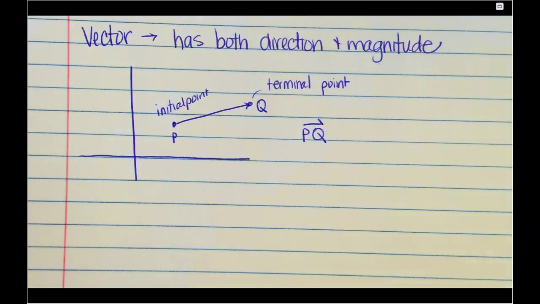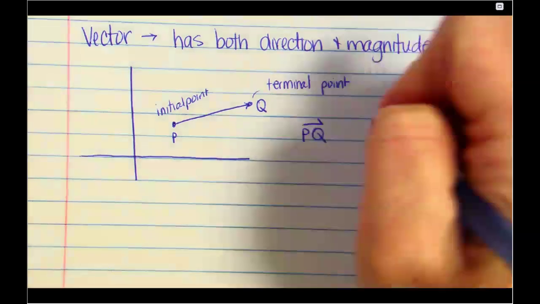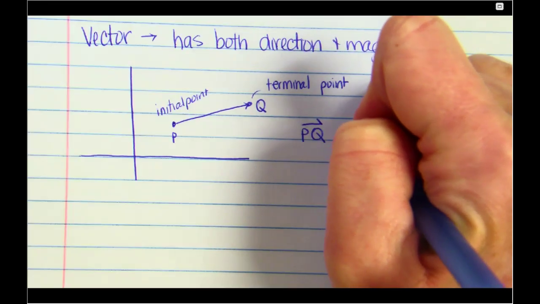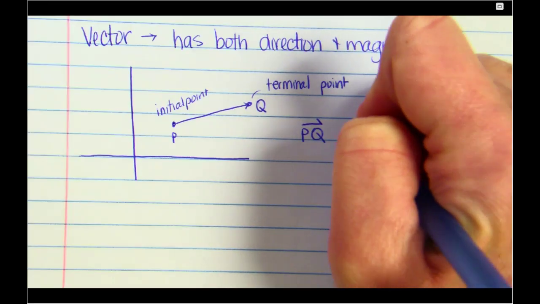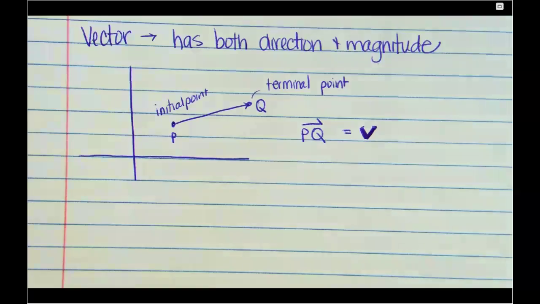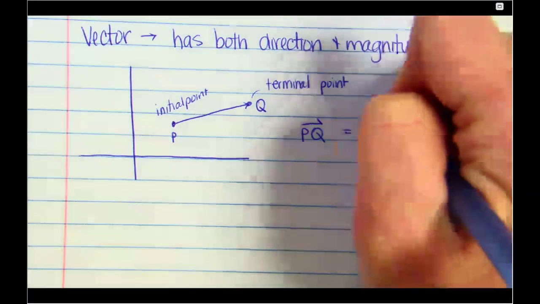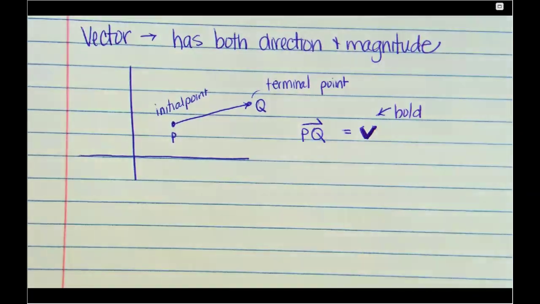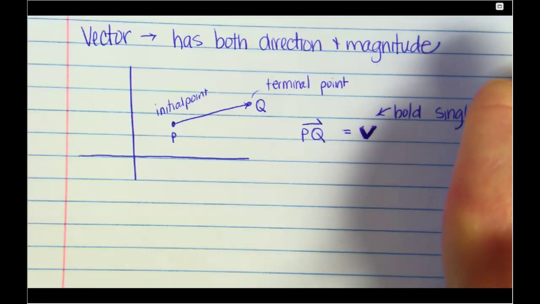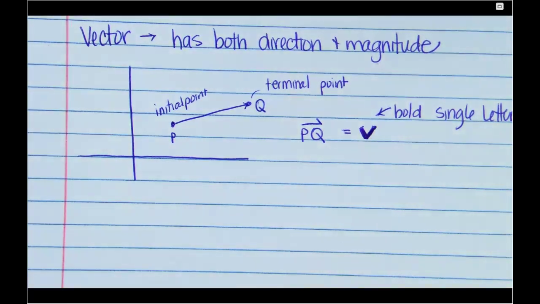The other way that we can write it is we can use bold. So they tend to be U's and V's, and they're bold. I don't know how to make it bold when I'm writing in pen, but they tend to be written as bold single letters. So you can name a vector those two different ways.